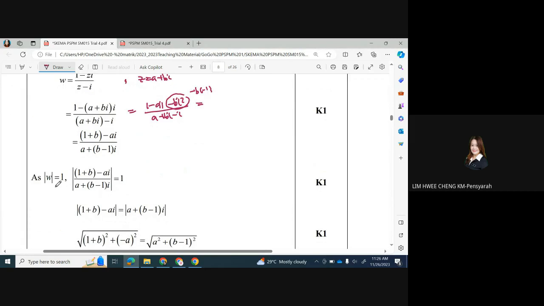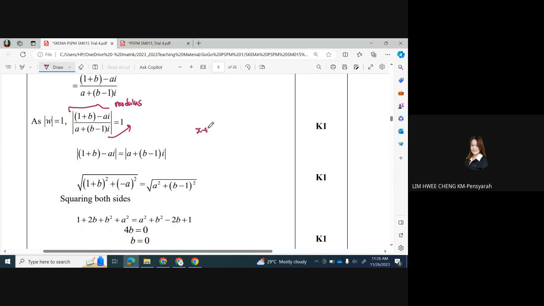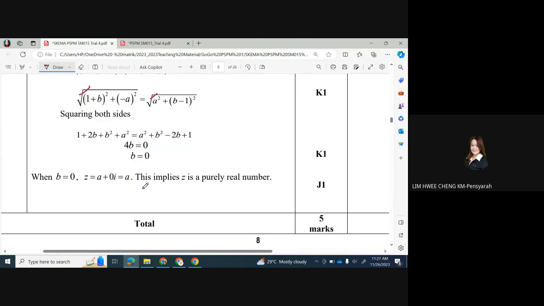It says that the absolute of W is 1, so I take the absolute, which means modulus. I move this to the other side. Remember, if you have x plus yi, the absolute of Z is the square root of the real part squared plus the imaginary part squared. So 1 plus B squared plus minus A squared equals A squared plus B minus 1 squared. Squaring both sides, I get 1 plus 2B plus B squared plus A squared equal A squared plus B squared minus 2B plus 1.